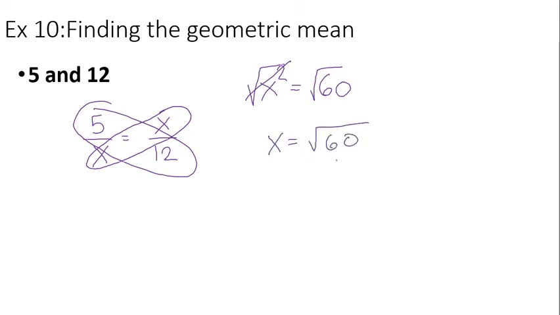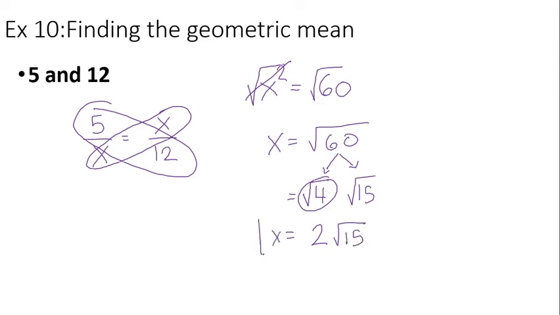So now I want to find a perfect square that goes into 60. So here the only number I could find is 4 and then 15. 4 times 15. So break this up like that, both under square root still. Square root of 4 gives me 2. 15, we can't take the square root of it, so I'd leave it as square root of 15. So again, this right here is my geometric mean.